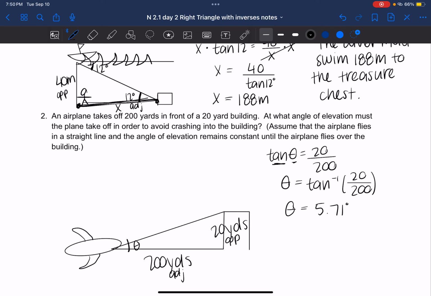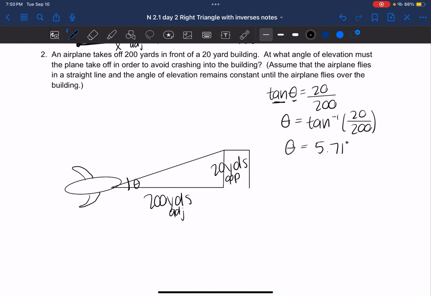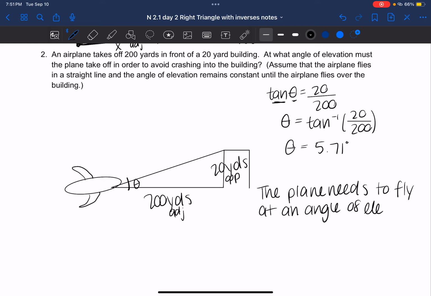They didn't specify where to round here. So if they want to know what the angle of elevation would need to be, we would say the plane needs to fly at an angle of elevation of 5.71 degrees to avoid crashing into the building.